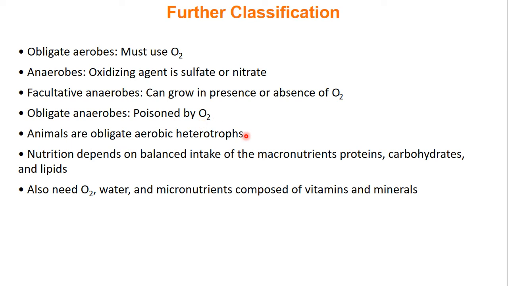Animals such as humans, we're obligate aerobic heterotrophs, so we have to have oxygen. And we have to eat other organisms. We can't make our own cellular components. We have to break down organic compounds. Now, this idea of nutrition really depends on balance, and you need to take in macronutrients such as proteins, carbohydrates, and lipids. And you also need to balance that with the amount of oxygen, water, and micronutrients you need to intake. These micronutrients are your vitamins and minerals.